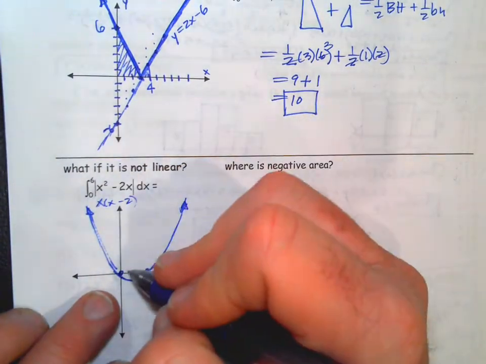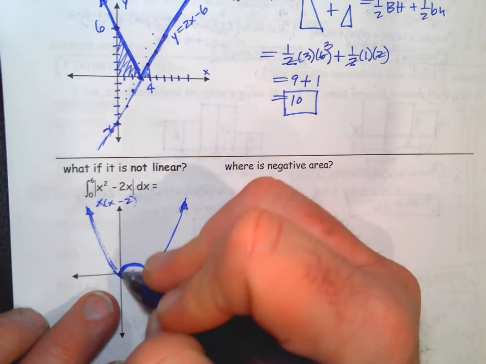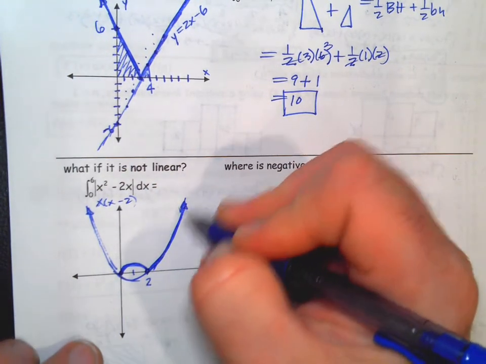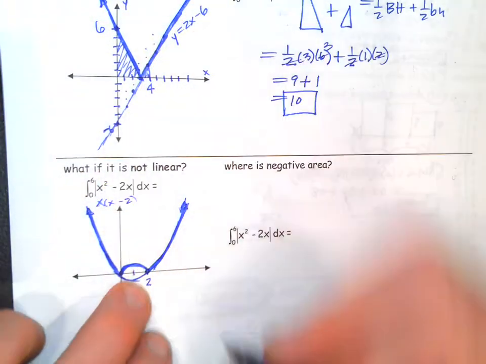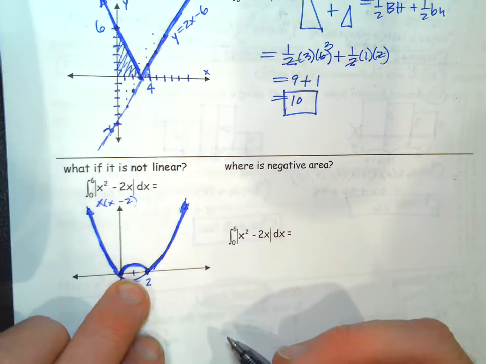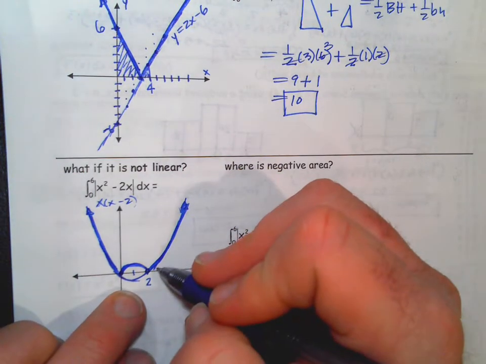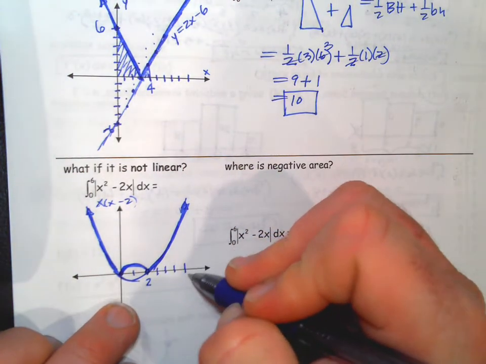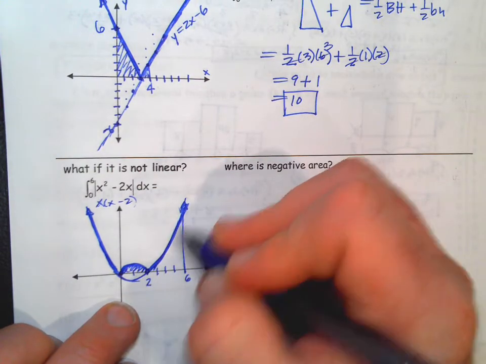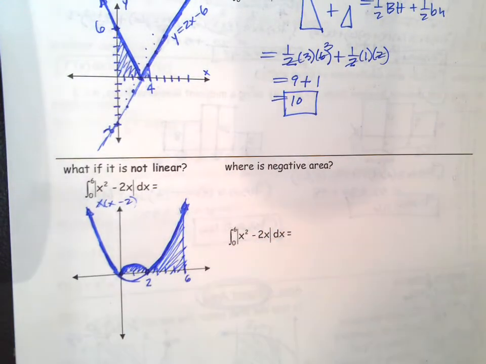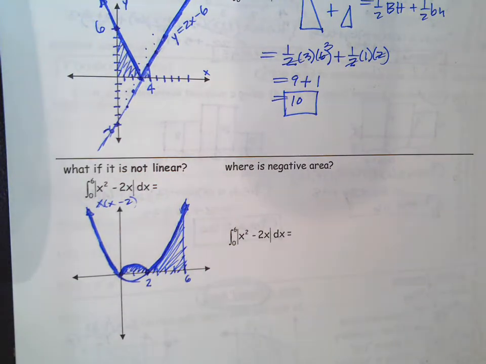The absolute value flips that like that. So this is the final answer. The negative part gets flipped up. And we're trying to find the area from 0 to 6. So 3, 4, 5, 6. So we're trying to find this area and this area. So how do we pull that off? We can't use geometry. Right?